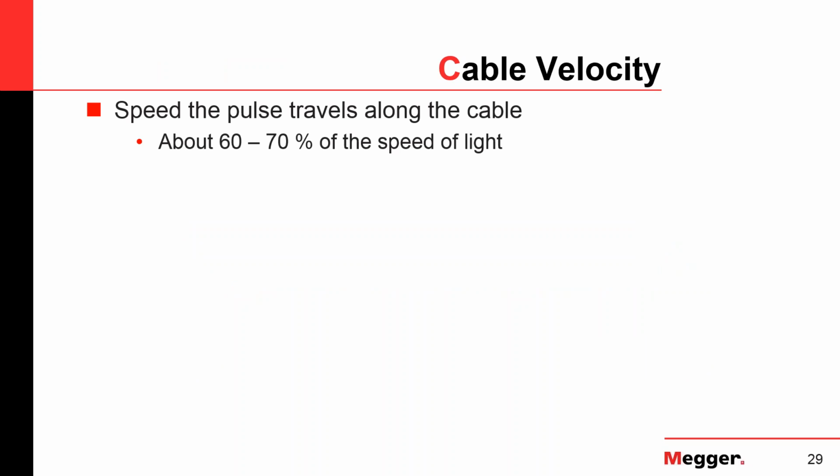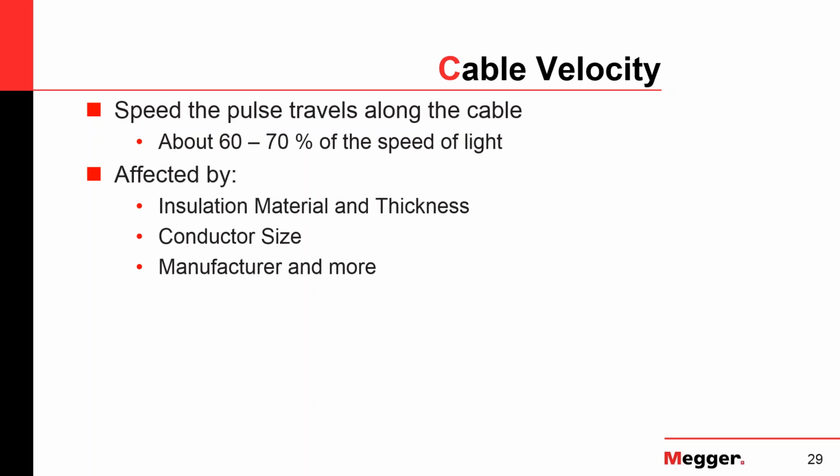Speaking of the cable velocity, the pulse that the TDR is sending out is traveling at a percentage of the speed of light, because there's a solid dielectric, and that is 60 to 70% of the speed of light. A typical value for plastic cables would be 255 feet per microsecond. This is one number. For PILC, it's a little less, maybe in the 230s or something like that.